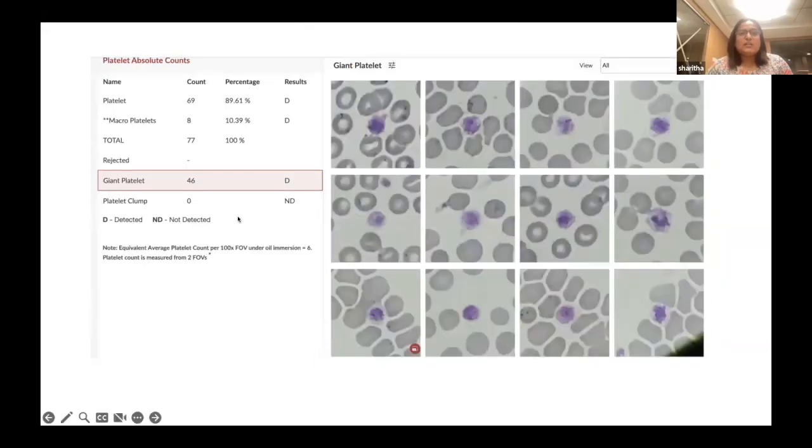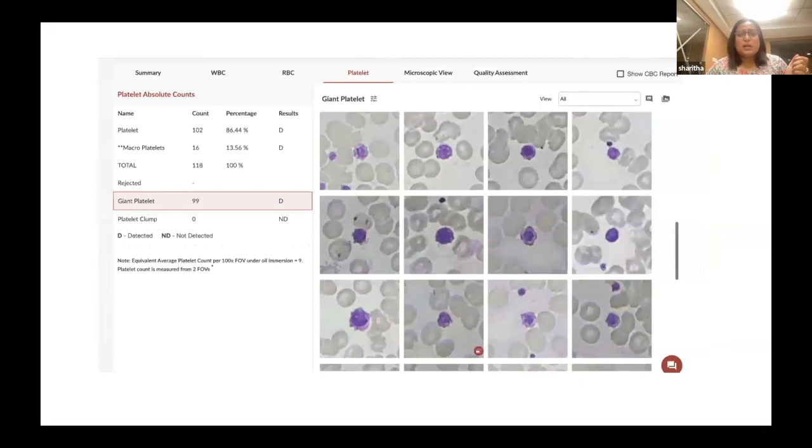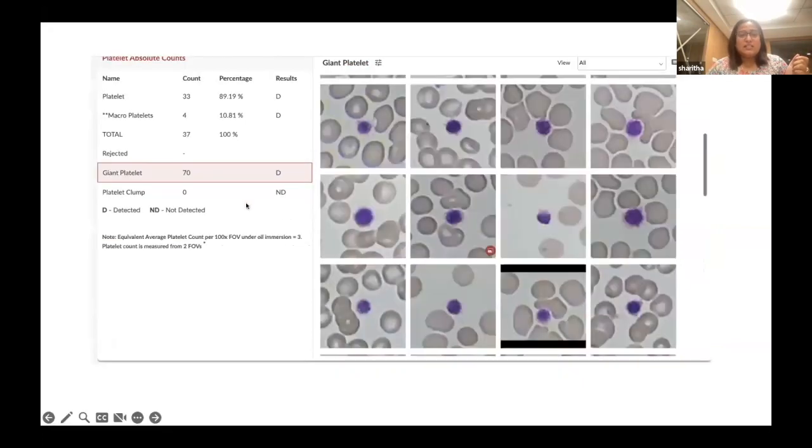This is one more case where 46 giant platelets were detected. All the giant platelets were classified accurately by AI100, and there was also thrombocytopenia. The average number of platelets in 10 oil immersion fields was around 6. This was one more case where 99 giant platelets were detected, and there was one more case where 70 platelets were detected. So what I am trying to put forward through these slides is that macrothrombocytopenia is not very uncommon, and it is very prevalent in India as well as other countries.